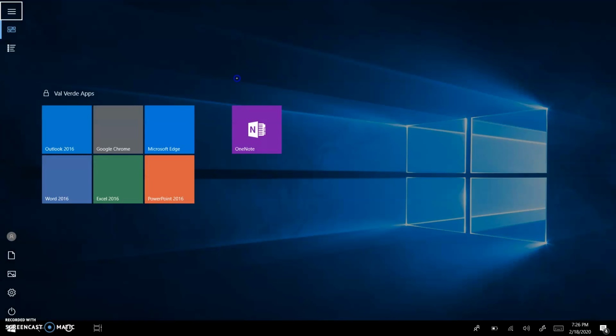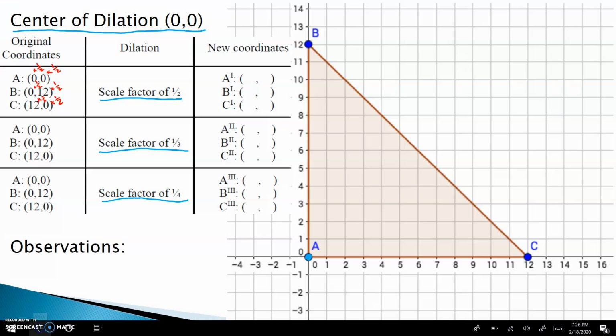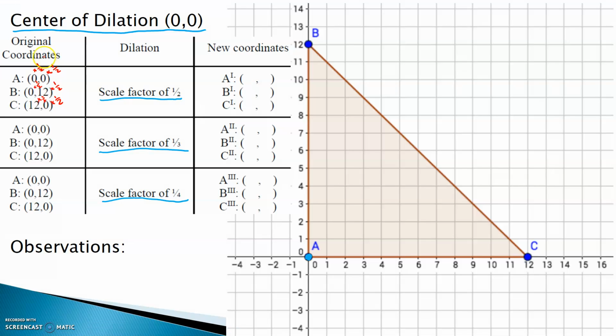So 0 divided by, whoa, what happened? 0 divided by 2, still 0. 0 divided by 2, still 0. 0 divided by 2 is still 0. 12 divided by 2 is 6. 12 divided by 2 is 6. 0 divided by 2 is 0. So these are going to be my new A prime, B prime, and C prime when I apply a scale factor of 1/2 when my center is at 0.